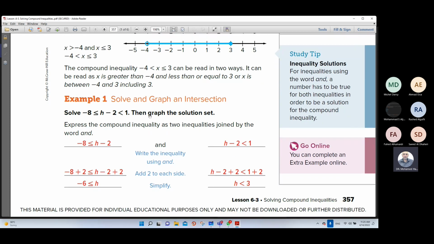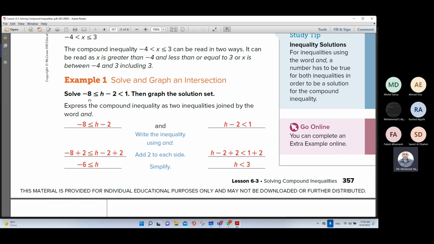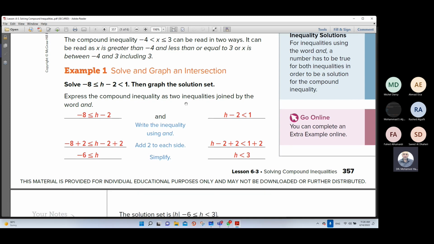The second example: solve and graph an intersection. As you see here, we have a compound inequality. Solve h - 2 greater than or equal to -8 and less than 1. This forms a compound inequality. Then graph the solution set. So express the compound inequality as two inequalities joined by the word "and".